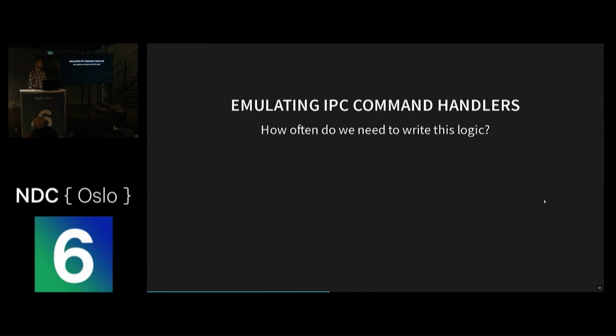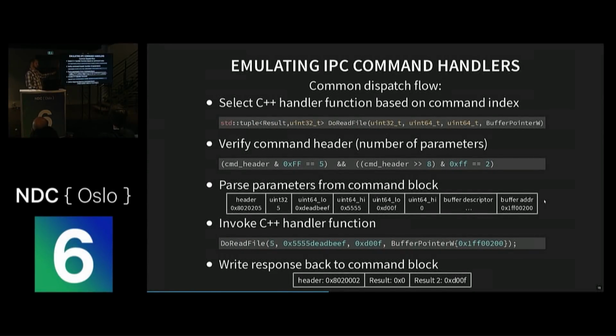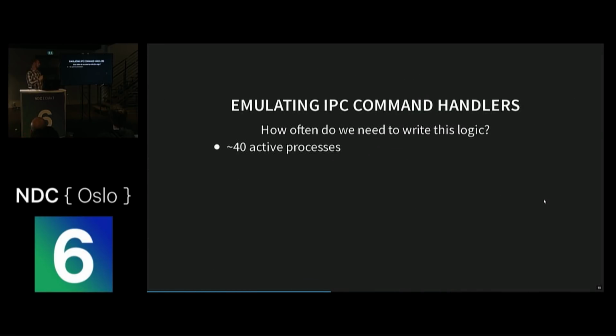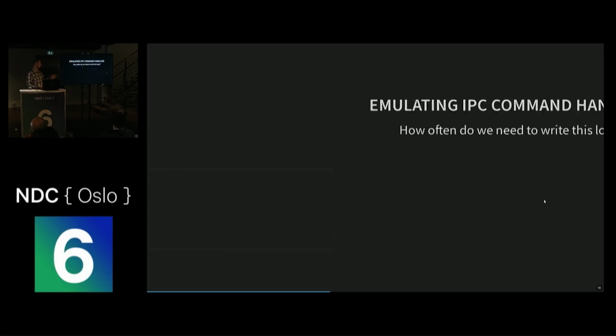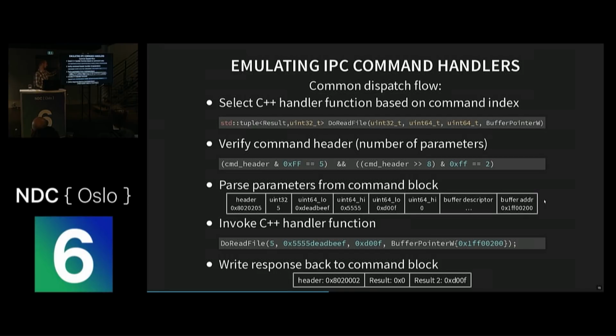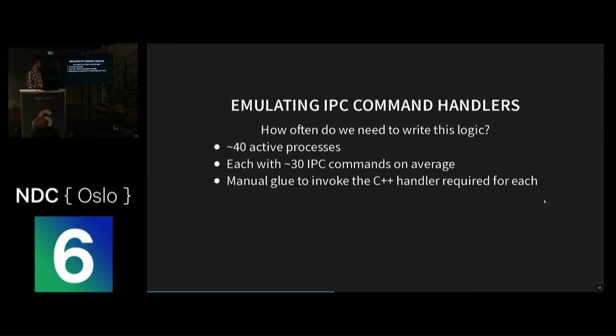Now the question is, this is a relatively easy slide. All of the logic we need to do fits in 5 points, so to speak. So you might say, hey, that's not actually that bad. Well, now consider that there are 40 active processes on the system. And each of these processes has about 30 different IPC commands in total. So each of these requires different manual glue. This 5-step process, these are 3 lines of code, but this blows up to quite a significant amount of code if you actually translate it to C++. So do that about 1,200 times, and you spend a lot of time doing that. So that's a lot of work.